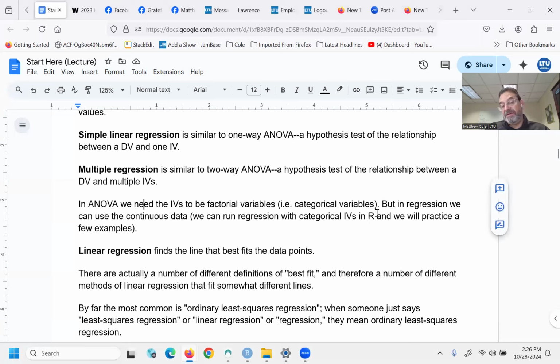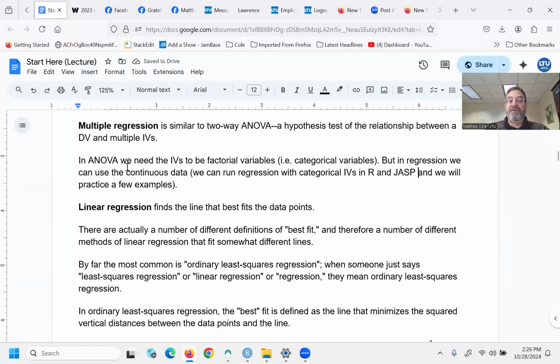I put here R, that also meant JASP, R and JASP. And we will practice a few examples. So again, what I'm saying is what's unique about regression is that the independent variable can be either a categorical variable or it can be a continuous variable.